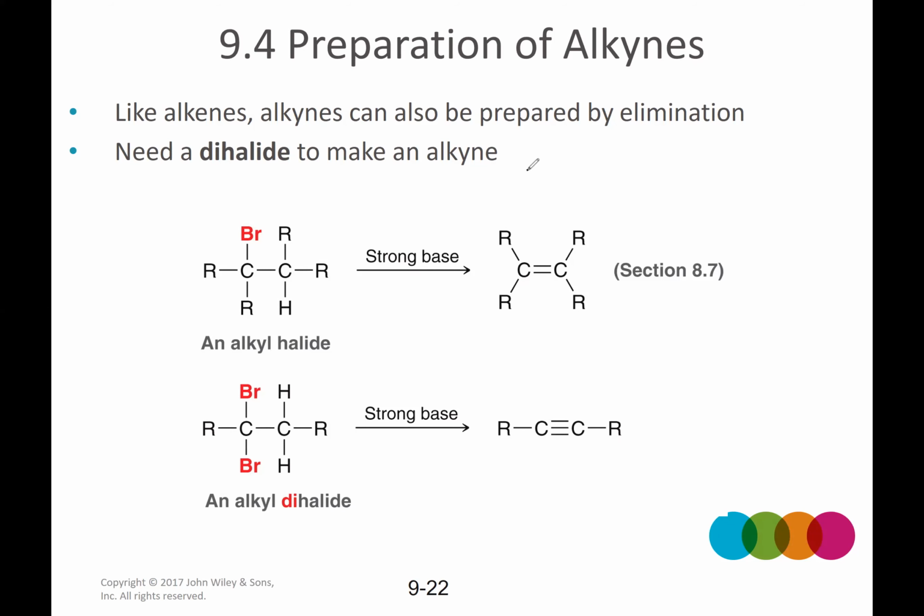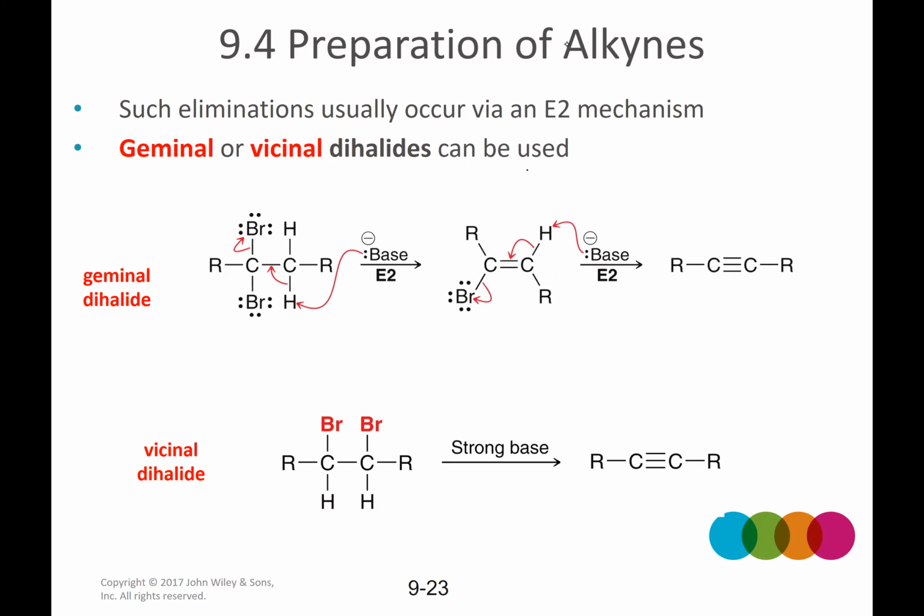So how do you prepare an alkyne from an alkene? Well, the way to do it is from a dihalide. You can either have a geminal dihalide. Geminal means the two halogens are on the same carbon. Or you can have what's called a vicinal dihalide. Vicinal means the two groups are on adjacent carbons. Vicinal, adjacent carbons; geminal, the same carbon.